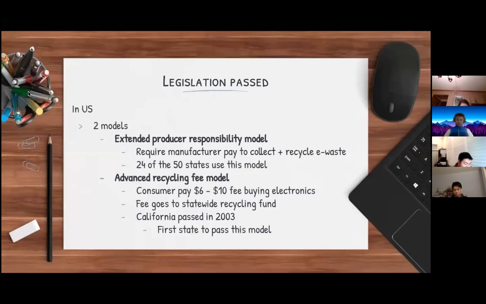Real quick, legislation passed in the U.S. has two models. Extended producer responsibility model requires manufacturers to pay to collect and recycle e-waste. 24 of the 50 states use this model. Advanced recycling fee model: consumers pay a $6 to $10 fee when buying electronics. The fee goes to a statewide recycling fund. California passed this in 2003, the first state to pass this model.